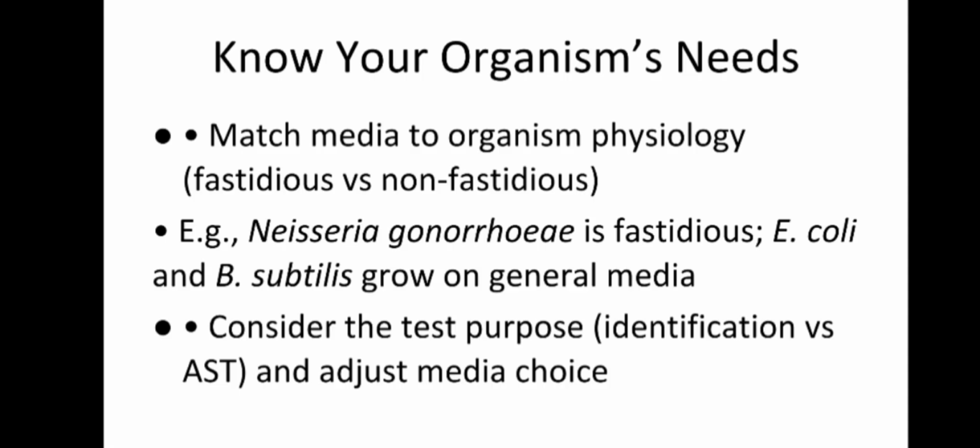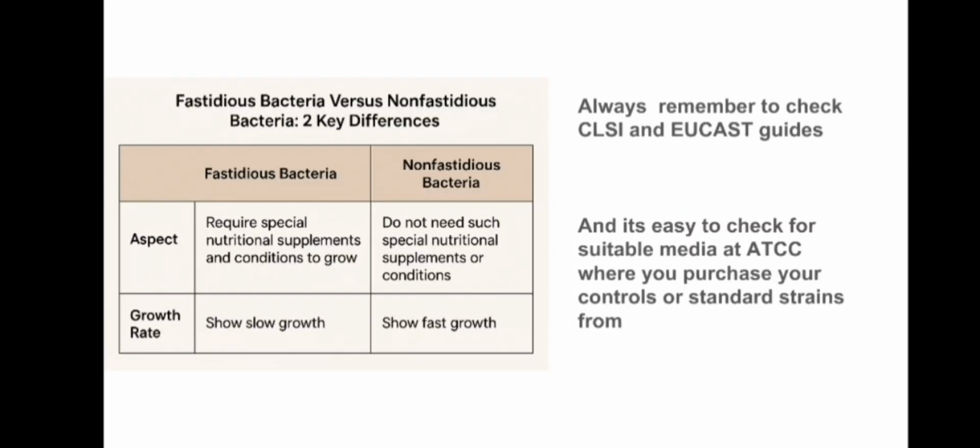First of all, you have to know your organism. Let's take a simple case: fastidious and non-fastidious. What is that? Fastidious bacteria show a slow growth rate, and non-fastidious show a fast growth rate, which is just a major difference. And fastidious bacteria always require specialized nutrients, that is, they require a selective media.